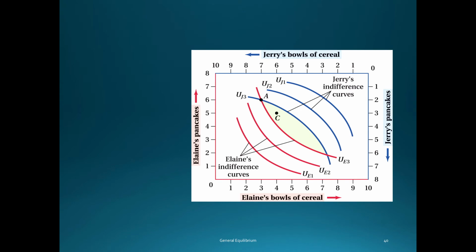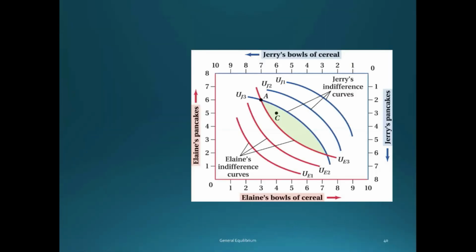So we can see that changing from allocation A to allocation C is a Pareto improvement. That is, it is a change in allocations that makes at least one of the two people better off without making either of them worse off. In fact, in this example, changing to allocation C makes both of the two people in this market better off.